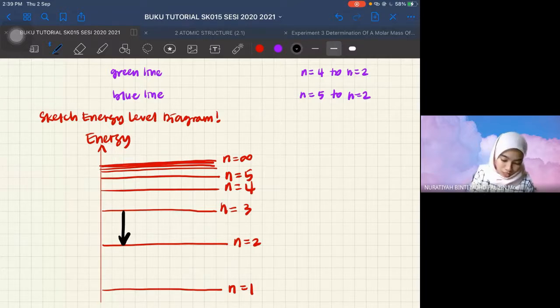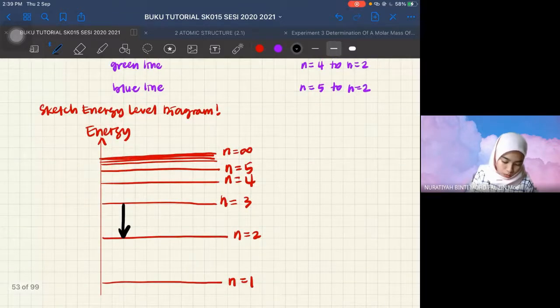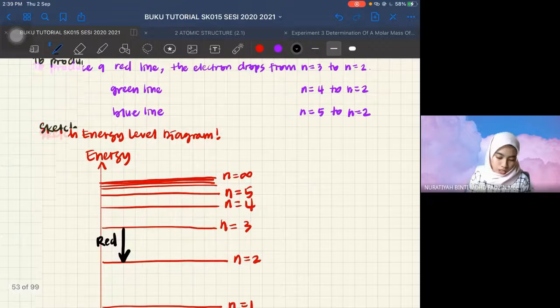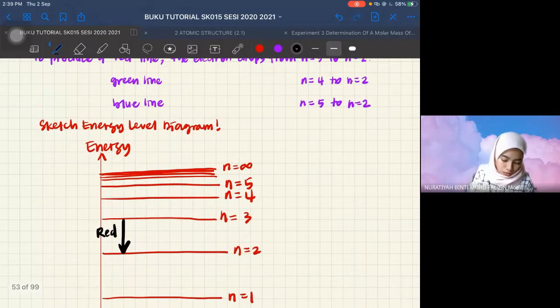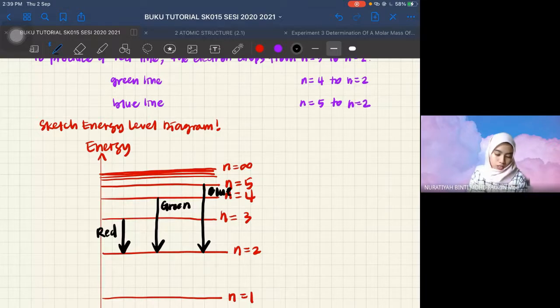Okay. N equals to 3 to n equals to 2, so this will produce your red line. Oh, so it's going to be red. Okay. And then for green line, it is from n equals to 4 to n equals to 2. Green. And blue line is n equals to 5 to n equals to 2. Blue. Okay? Okay, complete tak?